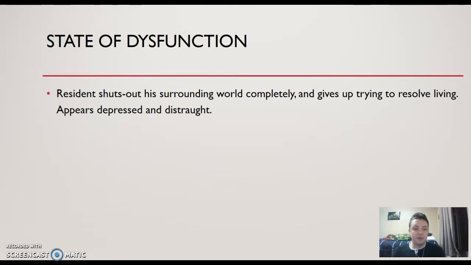So my state of dysfunction is that the resident shuts out his surrounding world completely, gives up trying to resolve living, appears very distressed and distraught, can be very unresponsive, may just give head nods, may say some random words, and may be hard to communicate with at times.